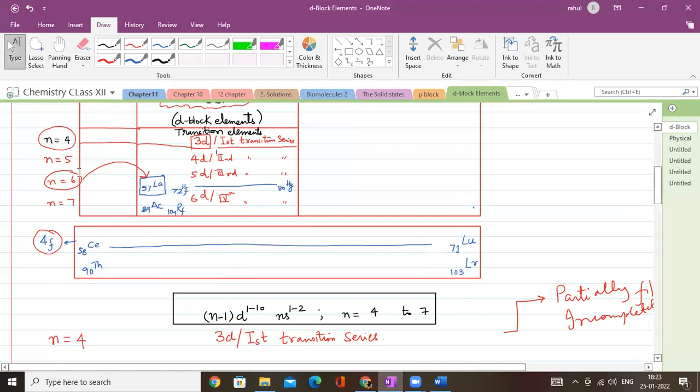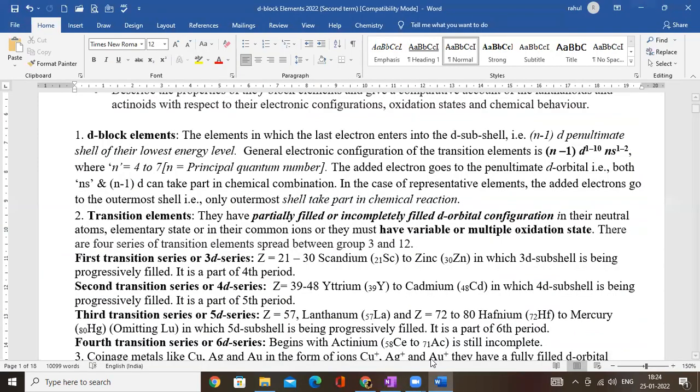In the same way, if I take n is equal to 5, in that case this will be 4d, for n is equal to 5. This is 4d. This is called the second transition series. Of course, the second transition series starts from yttrium, atomic number 39, and ends at 48, which is cadmium, where the 4d subshell is being filled, and it is a part of the fifth period.